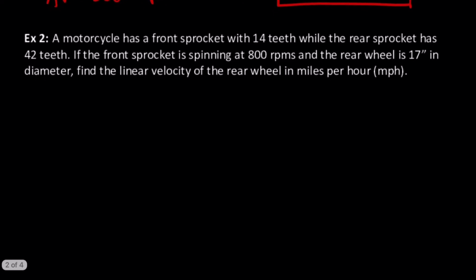A motorcycle has a front sprocket with 14 teeth while the rear sprocket has 42 teeth. If the front sprocket is spinning at 800 RPMs and the rear wheel is 17 inches in diameter, find the linear velocity of the rear wheel in miles per hour. That sounds like a great question. First thing I like to do is draw a diagram that represents the situation. So here's the rear wheel of the motorcycle, and it's got a sprocket attached to it. And then we've got a front sprocket. The front sprocket's 14, the rear sprocket is 42. So the front one is actually smaller. And then they're connected by a chain or a belt.